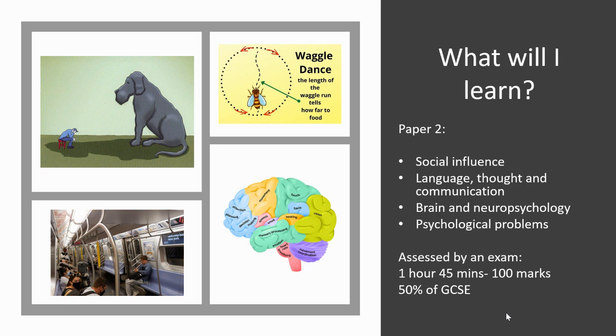Another topic in paper 2 is called language, thought and communication, and we look at a study of bees and how they are able to communicate where a food source is through particular dances. So they have a round dance, which shows other bees that the food source is close to the hive, and a waggle dance, which shows that it's further away.